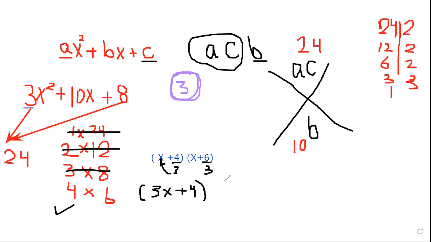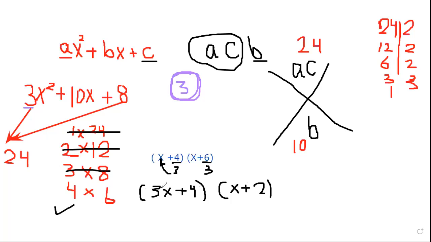Okay? The second one, 6 divided by 3 equals how many? 2. Equals 2. So it will be x plus 2. So this is the answer for the question. If you want to be sure, then you can use the FOIL method to check your answer.